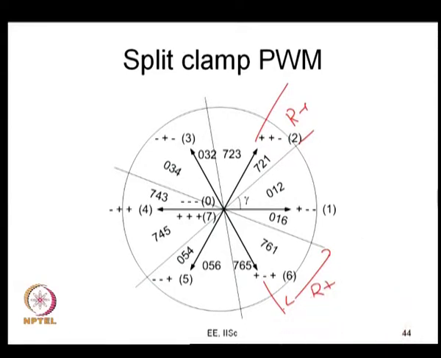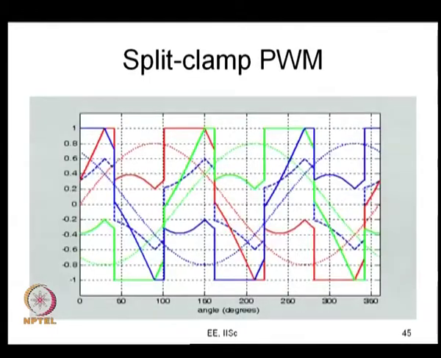So, these two intervals are not equal. As a special case, they can be equal to 30 degrees. This interval is equal to gamma, this interval is equal to 60 minus gamma. So, for some interval gamma and some interval 60 minus gamma, R phase is clamped to the positive bus and you will find the same thing symmetrically everywhere, and the equivalent modulating signals would look something like this. So, this is split clamp PWM and you can see how they are equivalent.